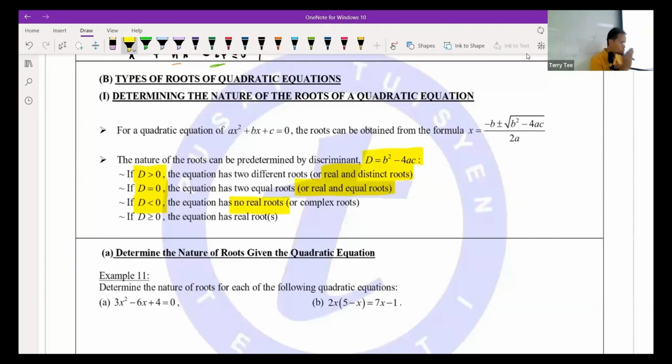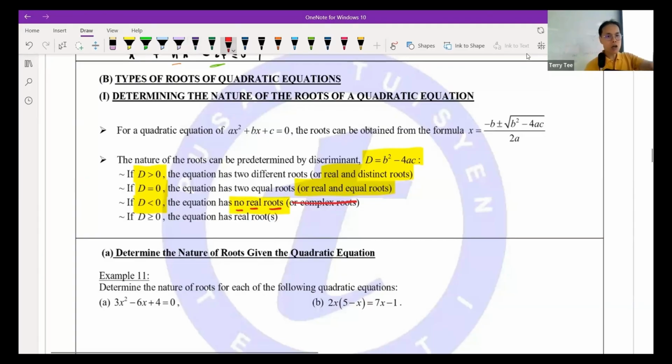Now, I would use "no real root". Maybe I should remove this, because although technically it's correct, "no complex root" is the same as "not real root", but I don't want you to get into trouble. Some of you write this, your teacher says cannot, right? So just stick to no real root.